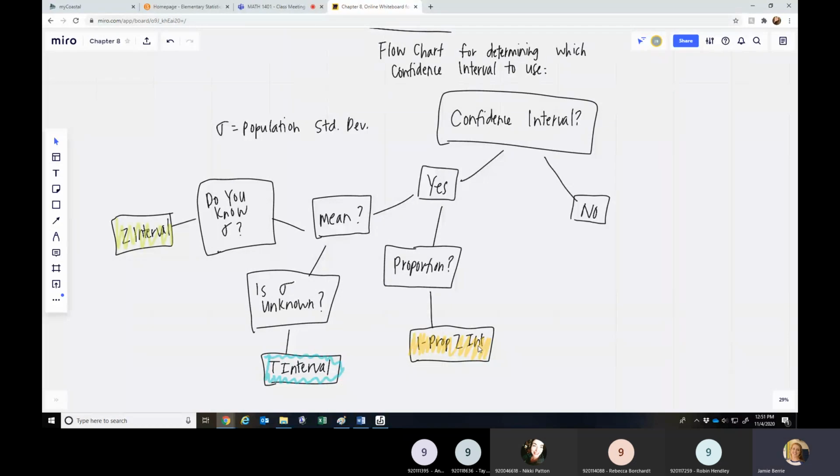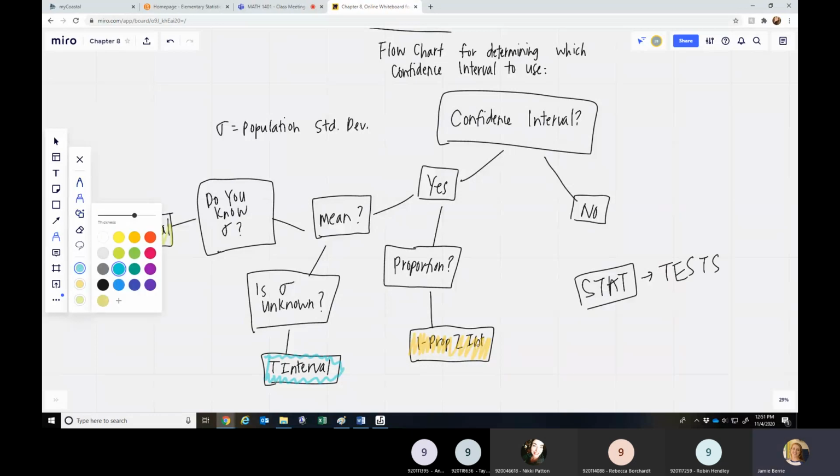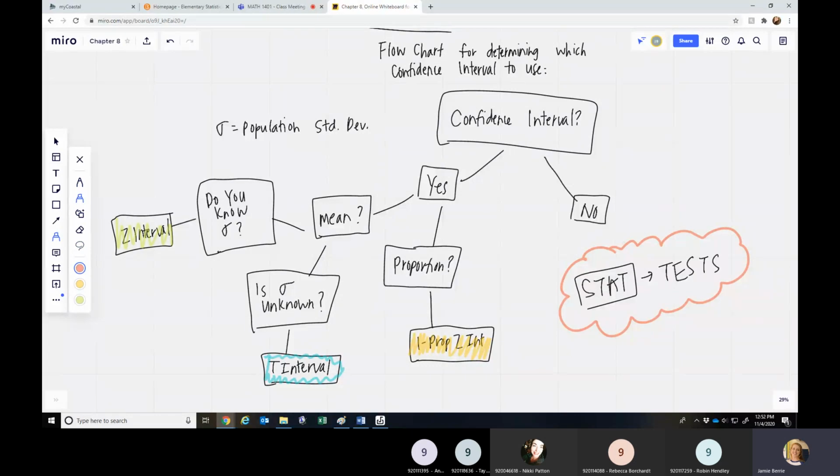And again, if you have a TI-84, the way that you get to all of these options is you go to Stat and then over to Tests. For every one of those options, that's how you get to them. You go to Stat and then over to Tests. So if you're doing a confidence interval and your question deals with a proportion, you know that you're going to be doing a 1 proportion Z interval.